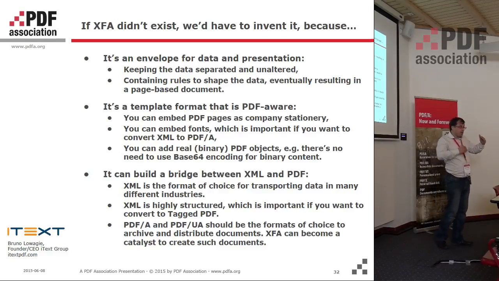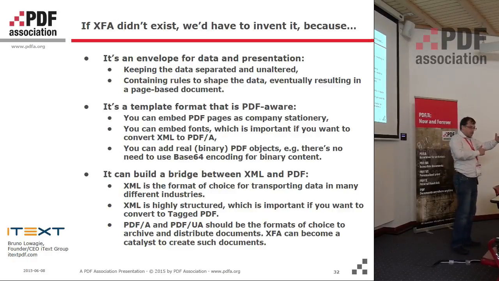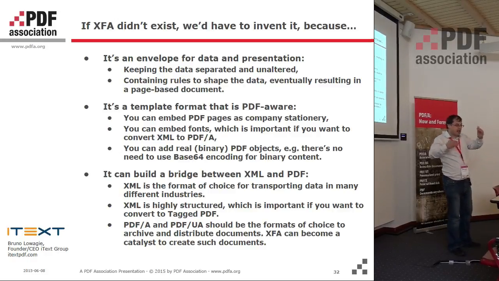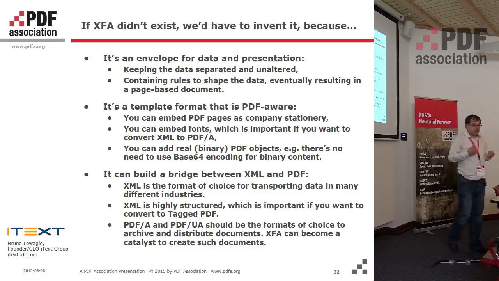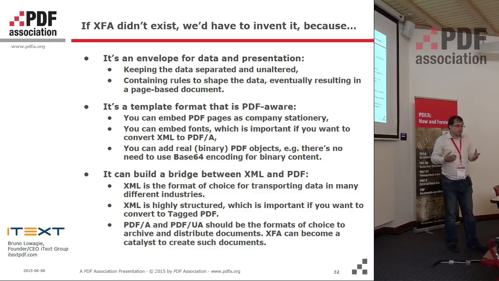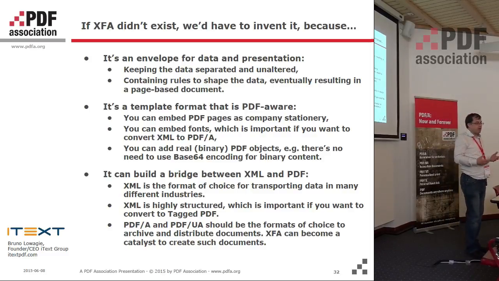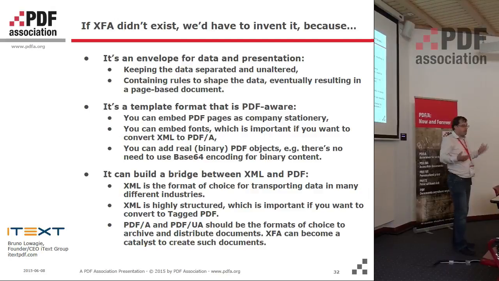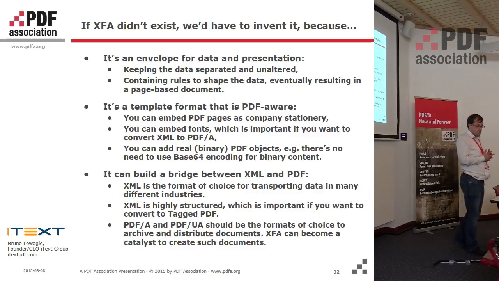So if you say it needs to be Arial, you don't accidentally have a form in Times Roman when you convert it. And you can add real binary PDF objects. There is no need to use base 64 encoding for binary content. So images or whatever content you want to add can remain binary.